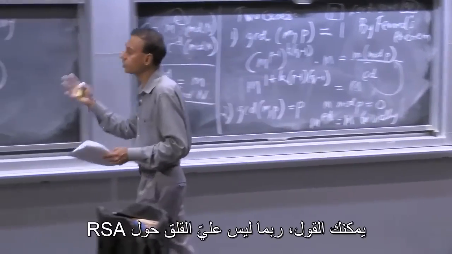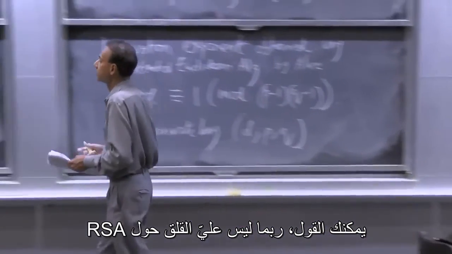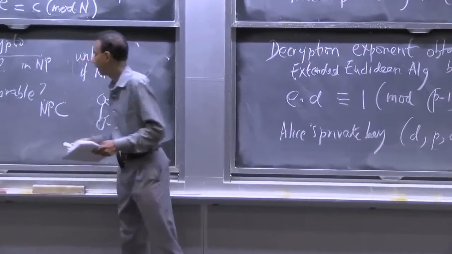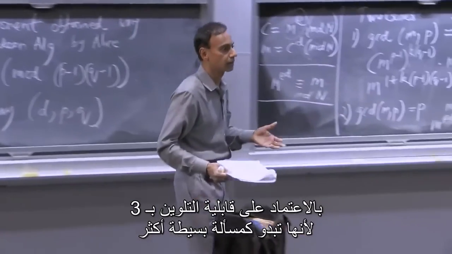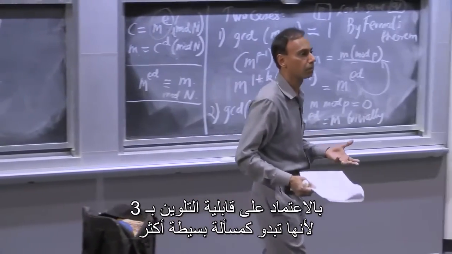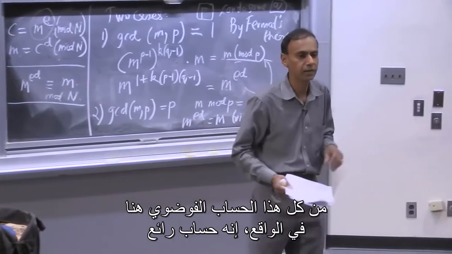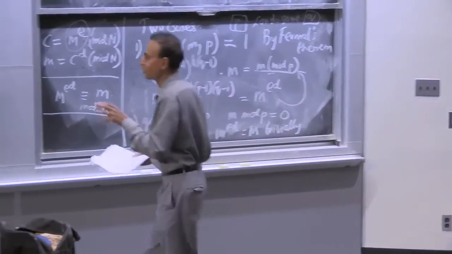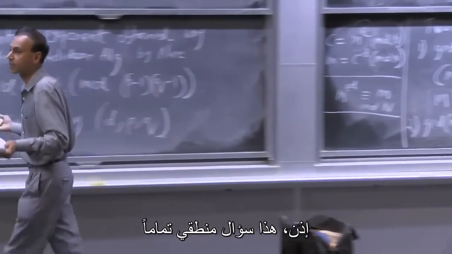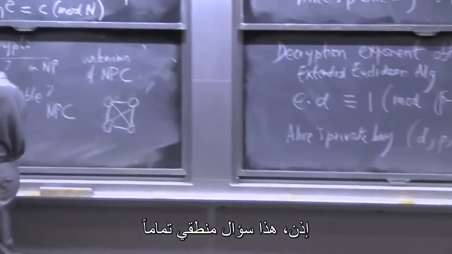So you can say, oh wow, maybe I shouldn't be worried about RSA. I should just be building crypto systems based on three-colorability, because it seems like a much simpler problem than all this grungy math that you have out there. Actually, beautiful math that you have out there. Okay, so that is a perfectly reasonable question to ask.